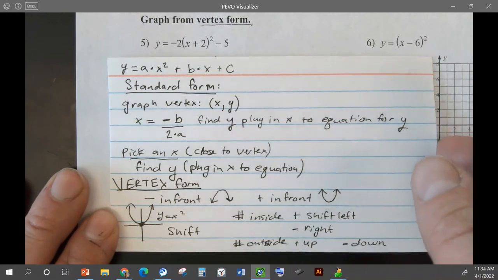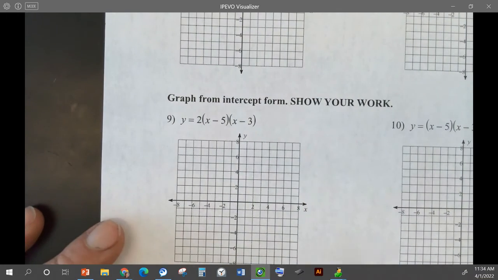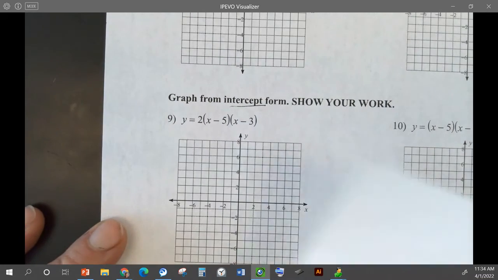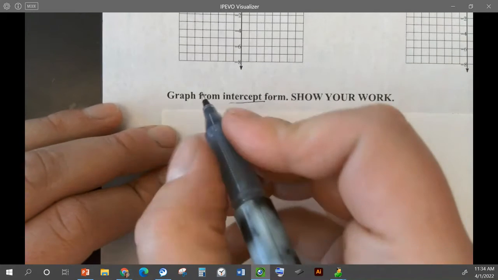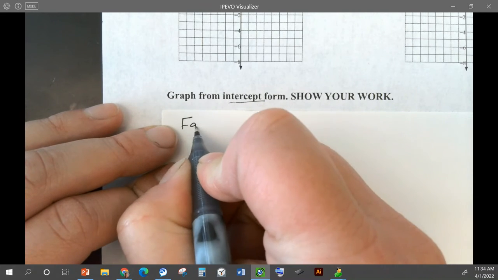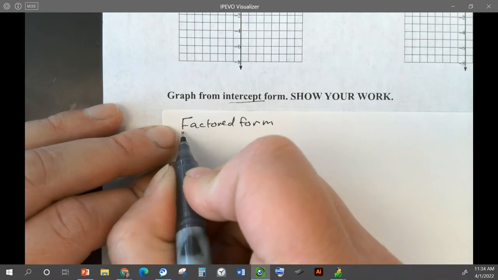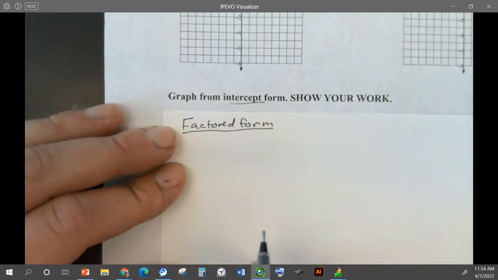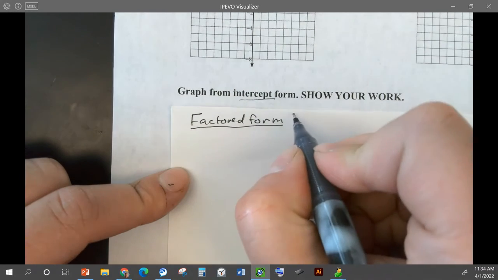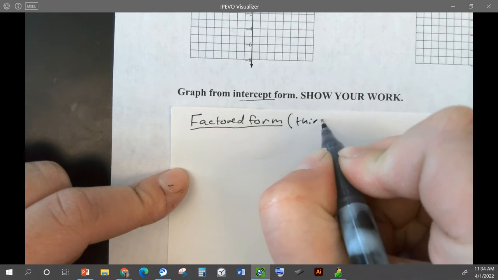All right, I'm going to flip this over now, and I'm going to flip my review over. So the review says, this is intercept form, but I think the test says something different. We called this factored form. So, or you could say the third section or something.